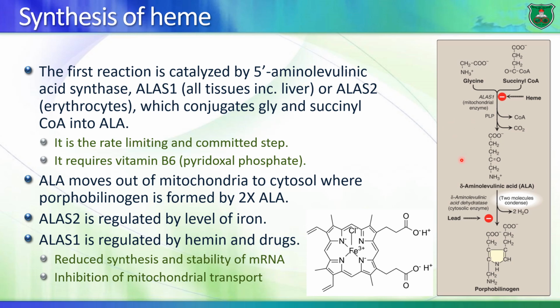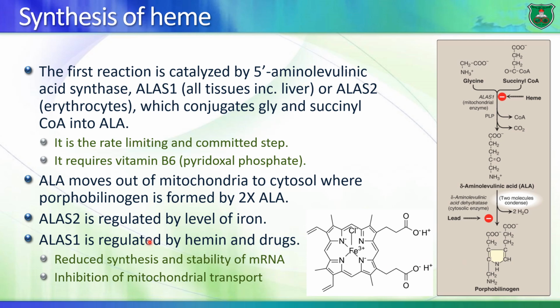ALA moves out of the mitochondria into the cytosol, where it can be converted into porphobilinogen. 2 molecules of ALA conjugate to each other, forming porphobilinogen, and porphobilinogen continues with the other steps that we'll talk about in the next slide.